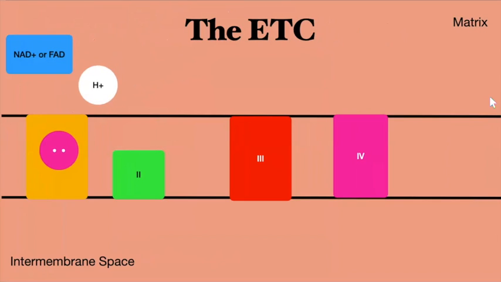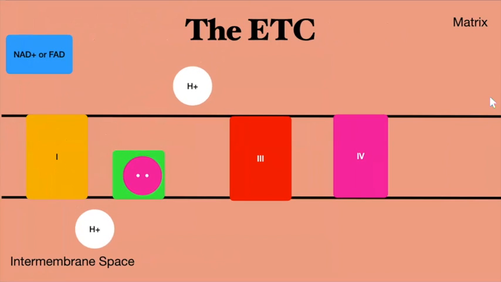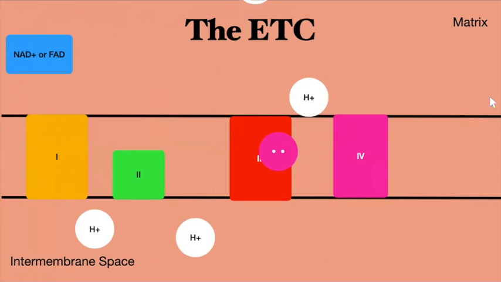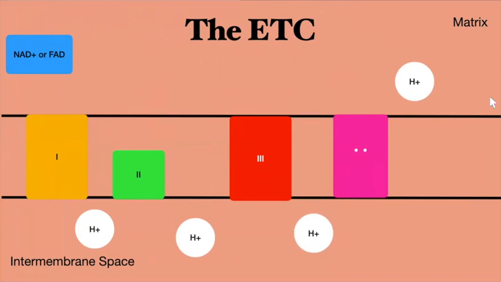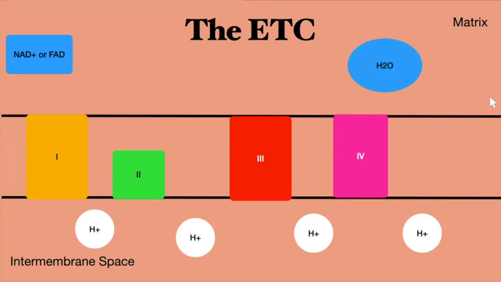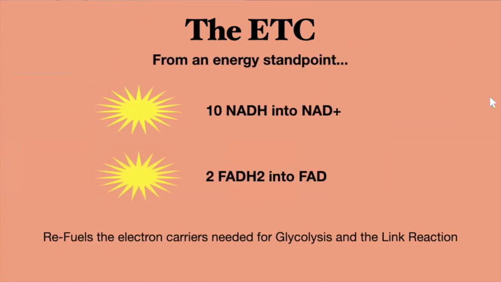Then they move through the next 3 complexes. And as these processes occur, enough energy is generated to pull hydrogen ions through the membrane, leaving the mitochondrial matrix and going into the intermembrane space. And at the last complex, an electron acceptor, like O2, grabs the electrons and forms a molecule of water. And the electron carriers needed for glycolysis and the link reaction are refueled from NADH into NAD plus and FADH2 into FAD.